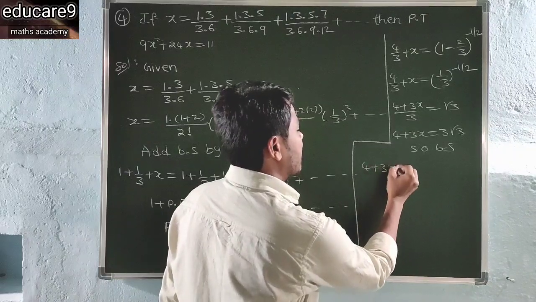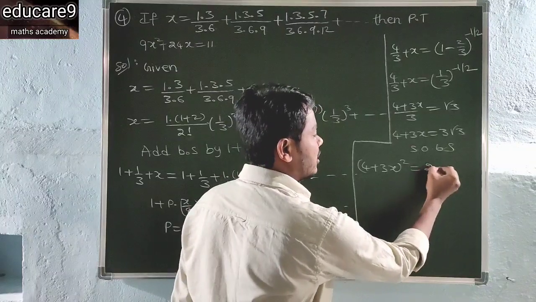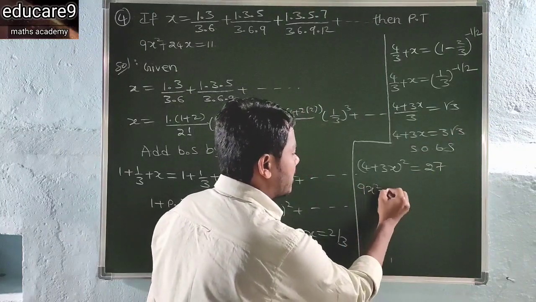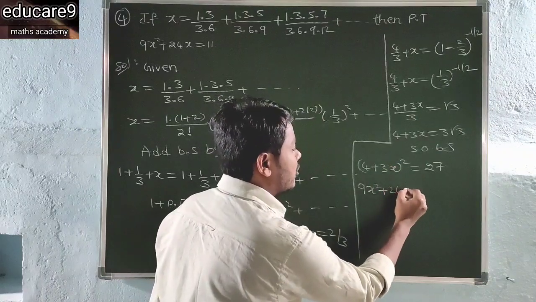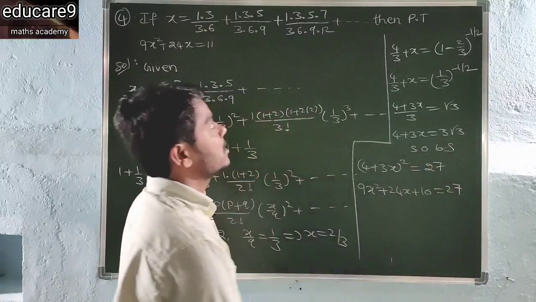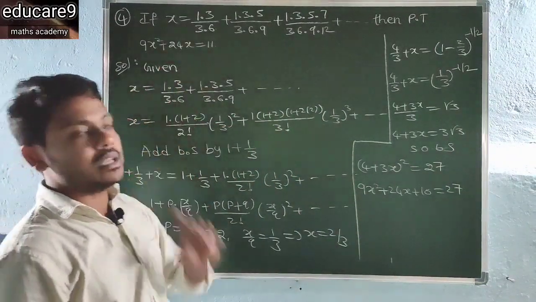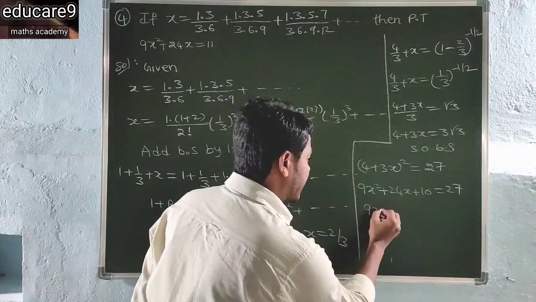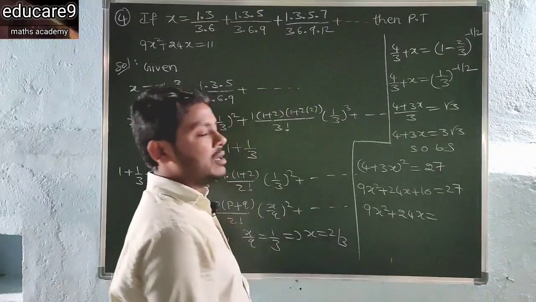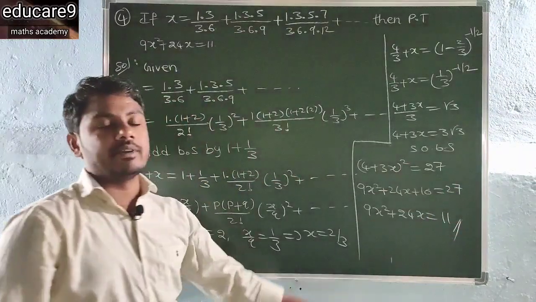(4 + 3x) whole square is equal to 9 into 3, that is 27. Now this is 9x² + 24x + 16 = 27. So here you need to prove 9x² + 24x is 11. Therefore 9x² + 24x is 27 minus 16, that is 11. So this is the required answer.